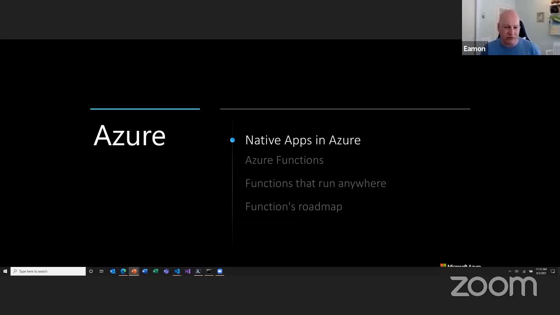And then I'm going to spend a little bit of time talking about functions that run anywhere, and then give a brief view into some of the stuff that was recently announced and some of the things we're working on as we go forward.